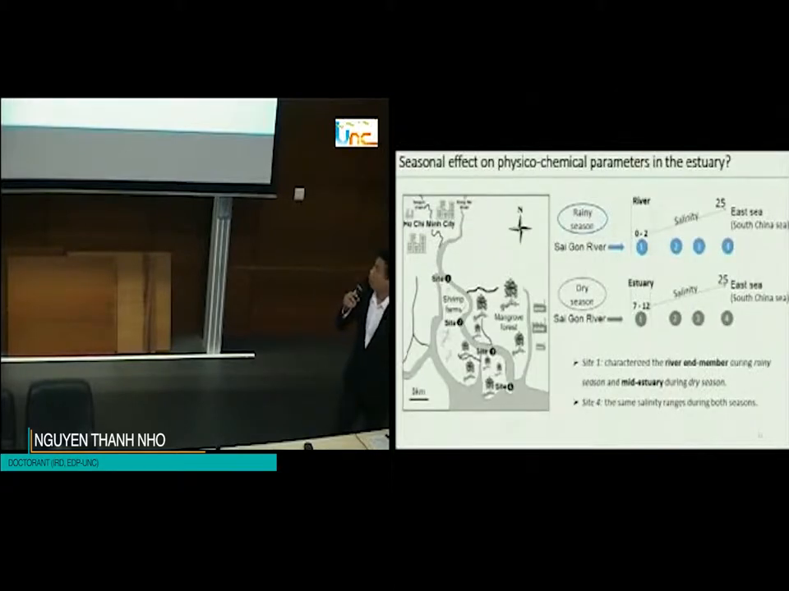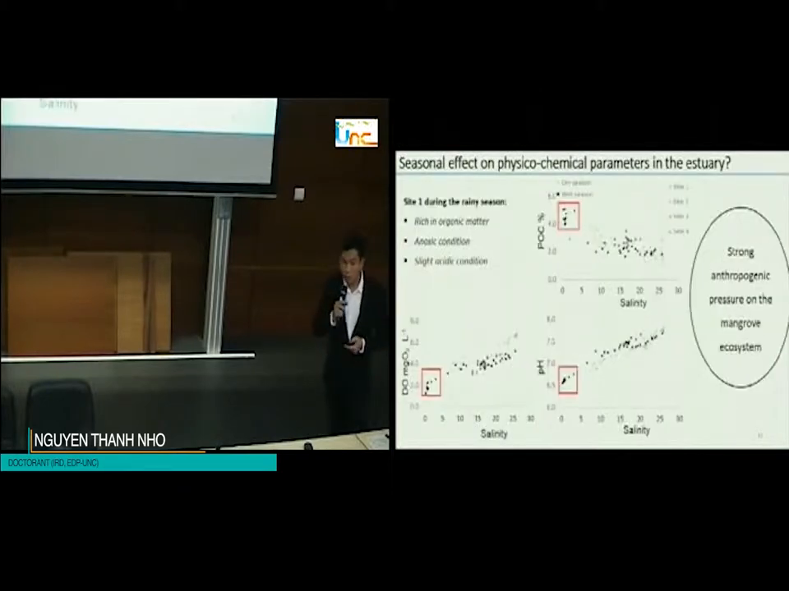For the main results, the salinity showed a strong gradient at site one, varying from 0 to 2 during the rainy season, and from 7 to 12 during the dry season. The very low salinity at site one during the rainy season, whatever the tide, was attributed to intense rainfall reducing freshwater inflow and limiting saline intrusion. Consequently, site one characterized the river end-member during the rainy season and a mid-estuary during the dry season. In addition, the water delivered to the estuary at site one during the rainy season was rich in organic matter and oxic, with slightly acidic conditions.